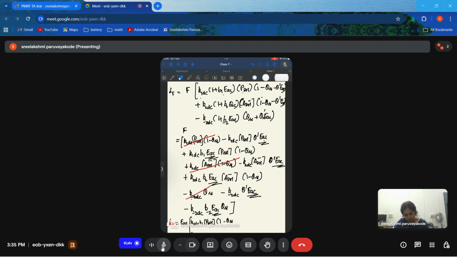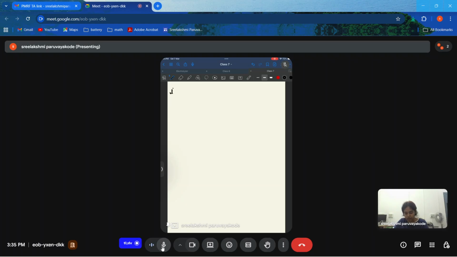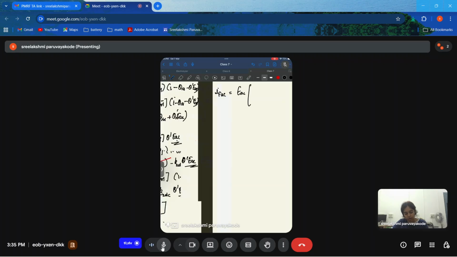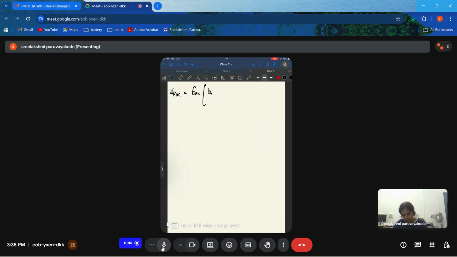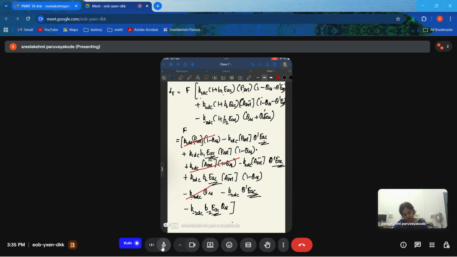Let me write it on the next page. IF AC equals, let me take out EAC, as I told, all the terms. Now I'm going to write the terms without theta dash. So the third term doesn't have theta dash: K1 DC B1, P solution, 1 minus theta SS. Okay, I've finished considering that term.